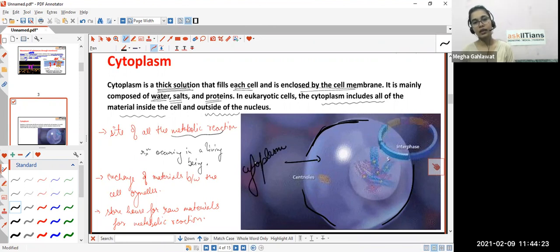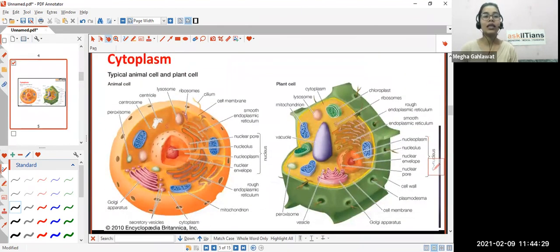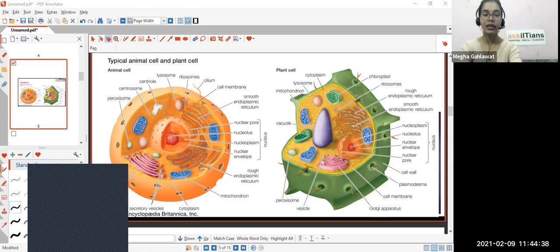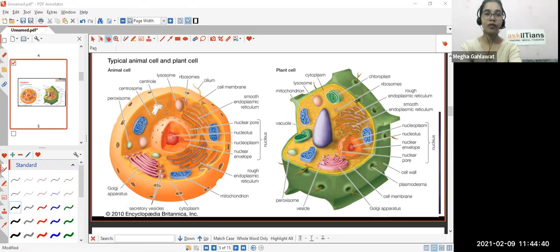Cytoplasm inside it, right? That is what you need to learn about the cytoplasm. Now we'll be moving forward with the animal and the plant cells. Okay, observe this particular diagram of animal and plant cell. I think I did tell you about how exactly plant and animal cells are different from each other, right?